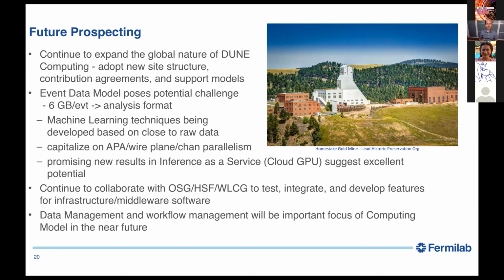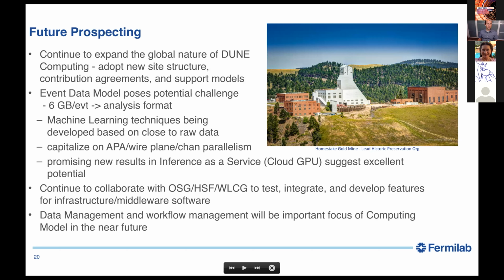So, future prospects: we continue to expand the global nature of DUNE computing, with new sites, new contribution agreements, and support models. Our event data model is going to be really challenging to get from 6 gigabytes per event down to an analysis format. Machine learning techniques are a really interesting aspect to this because they want to see full images. They want to be very close to the raw data so that they can develop algorithms and do training on that, but we don't necessarily want to be distributing 6 gigabytes of data all around the world.